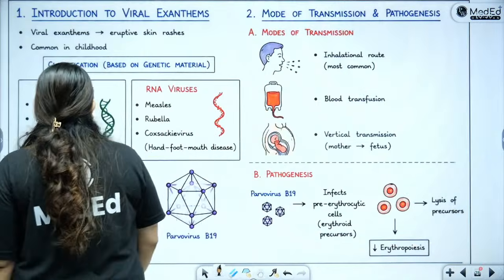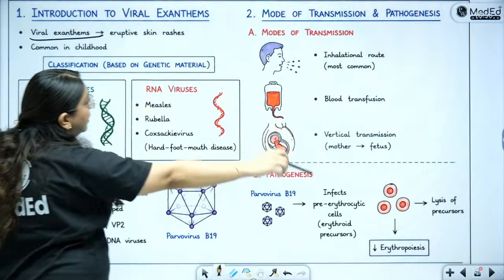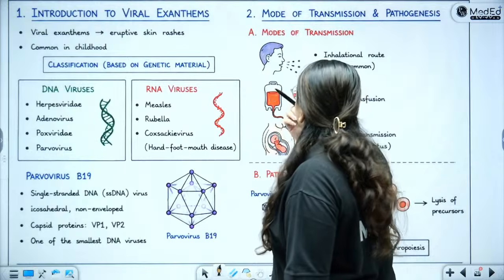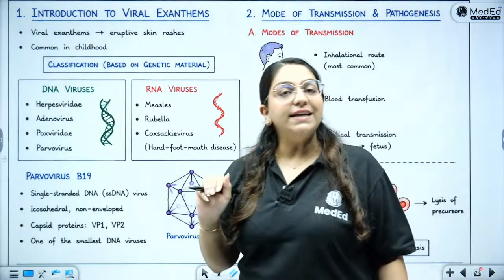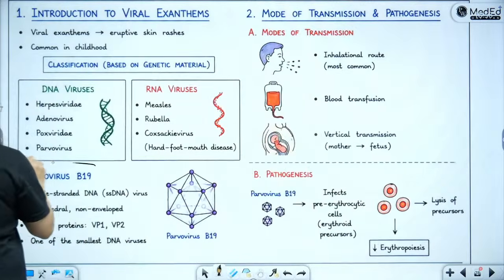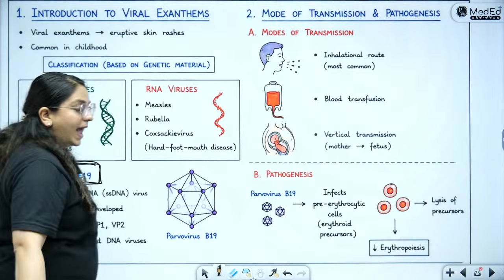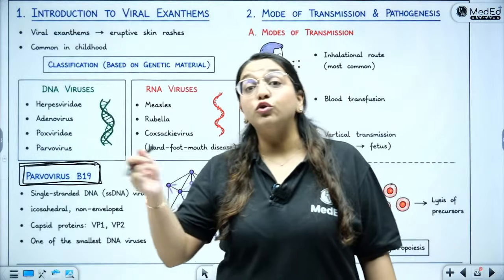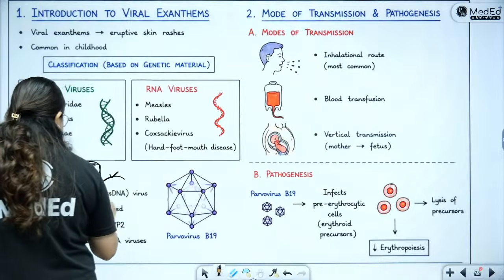Viral exanthems, sorry. So, we have discussed HSV, we have discussed VZV. Now, another DNA virus which can cause viral exanthems is parvovirus B19. My students always remember that herpes viruses are double-stranded DNA viruses. Parvo is a single-stranded DNA virus.